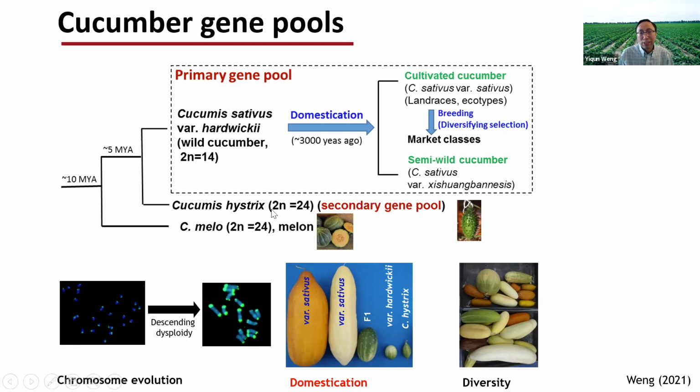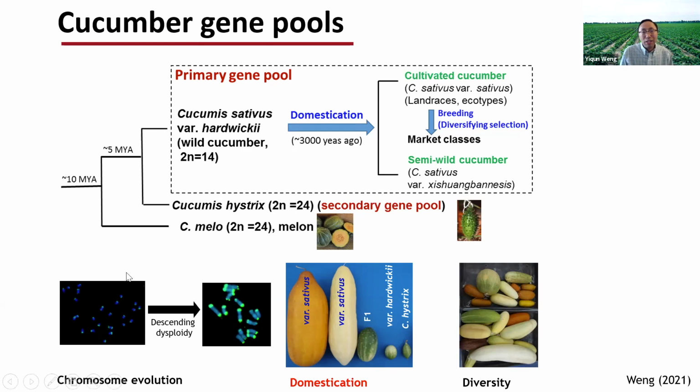Cucumis hystrix is the only species in Cucumis, which has 54 species, that is actually compatible. But in nature, you cannot cross. So that really limits the use of the relatives as a source of resistance.